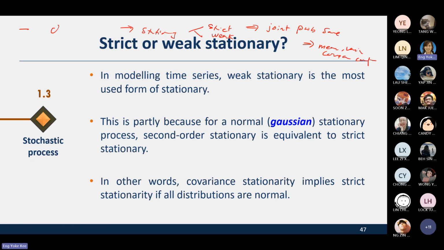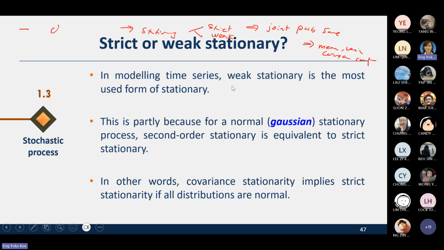So in practice, although we want our data to be strict stationary, we know that it's very difficult for us to quantify. So what we can do in practice is that rather than looking at the strict stationary, we pay attention to the weak stationary. When I talk about stationary in time series analysis, normally we're referring to the weak stationary.